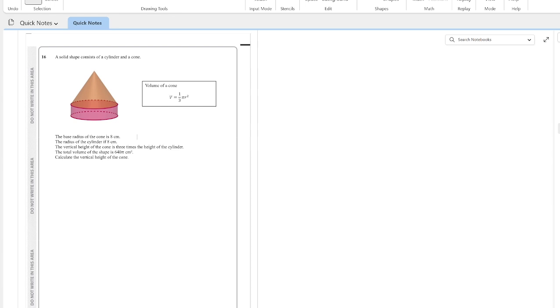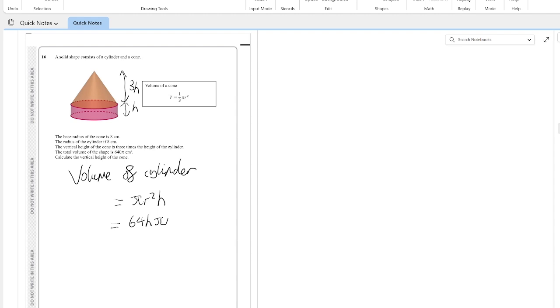In this question, we need to do some algebra. So, if we let the height of this cylinder be h, then the height of this cone is 3h, because it's 3 times the height of the cylinder. So what is the volume of the cylinder? Well, we know that the volume of the cylinder is the area of the circle times the height, so pi r squared h. And we know r is 8, so this is equal to 64h pi.